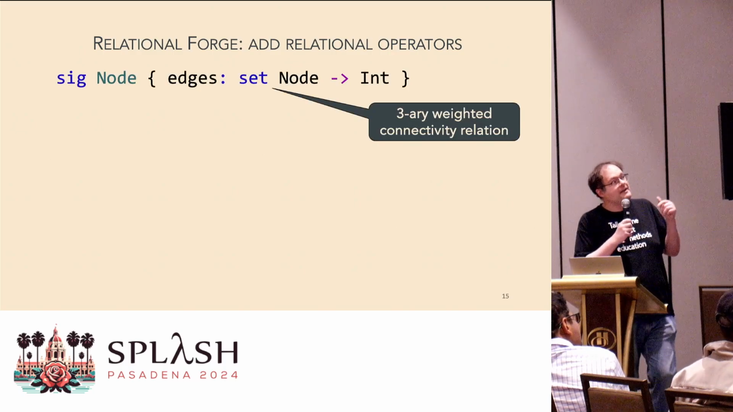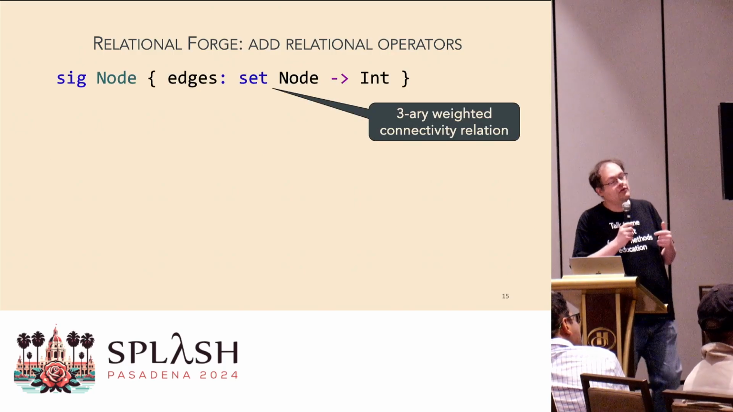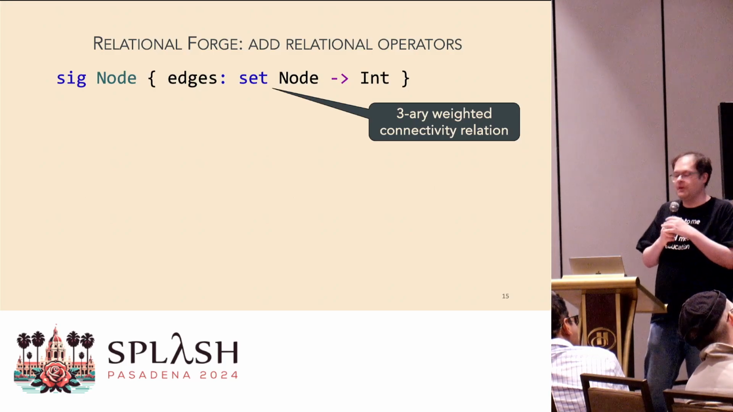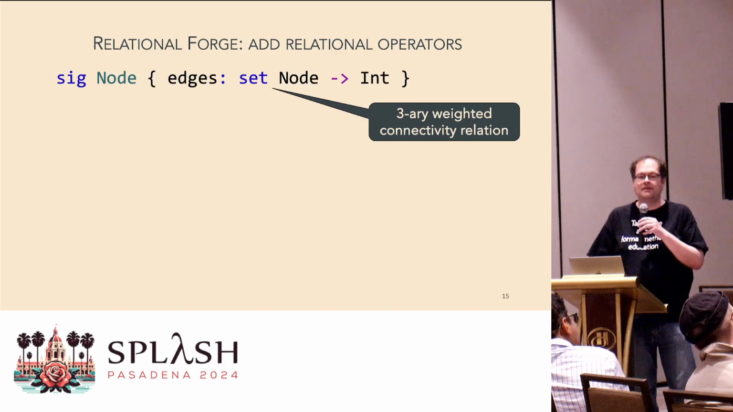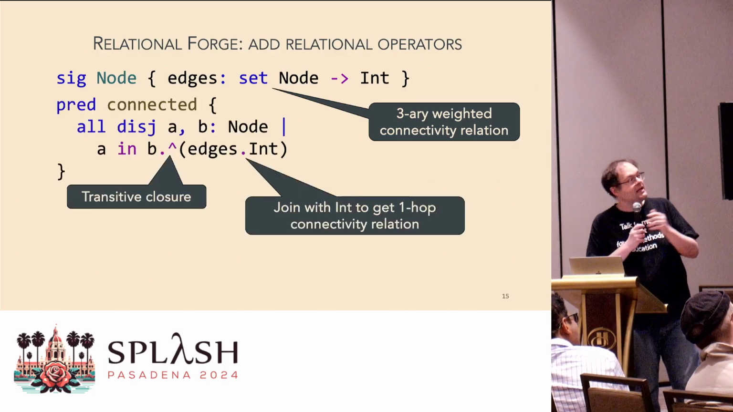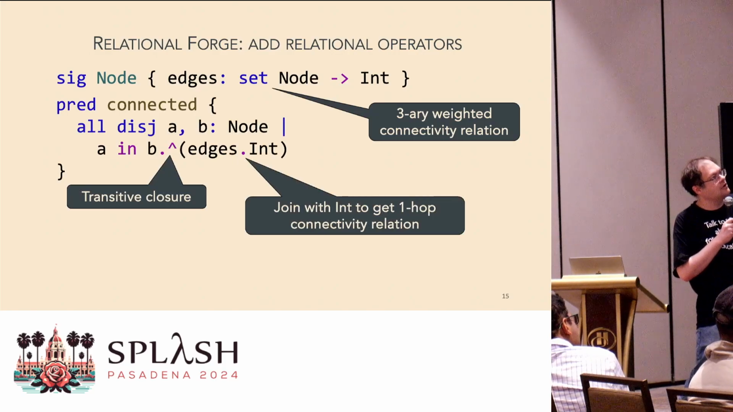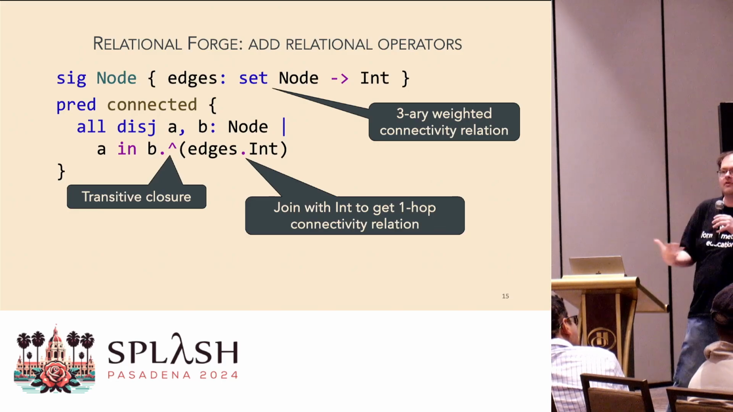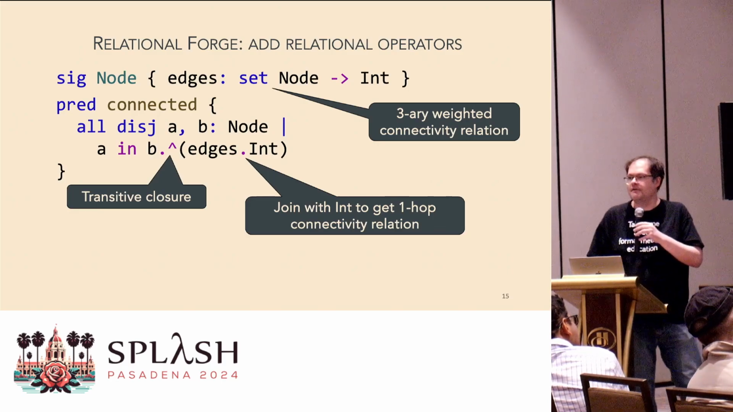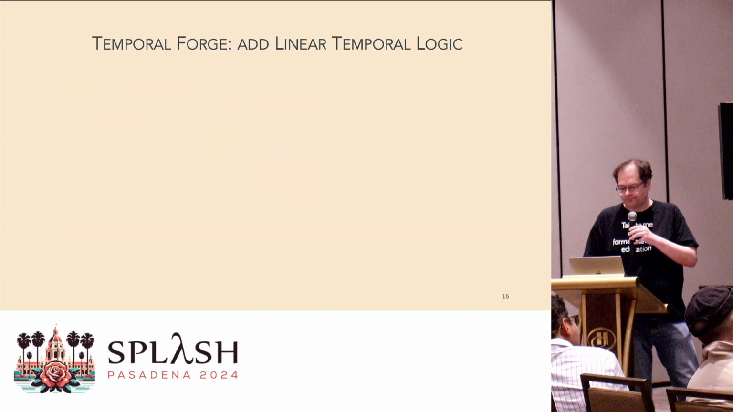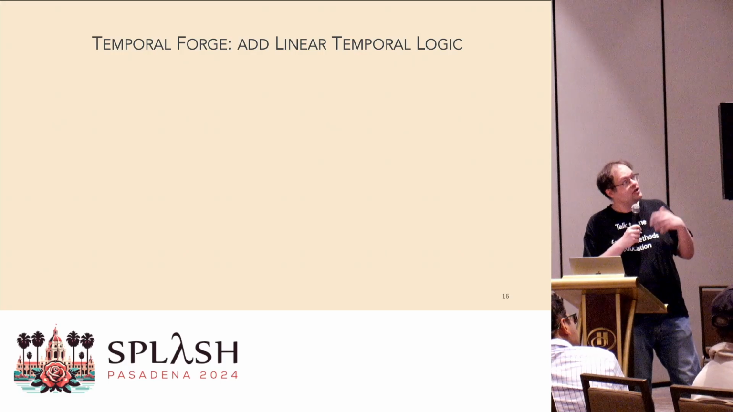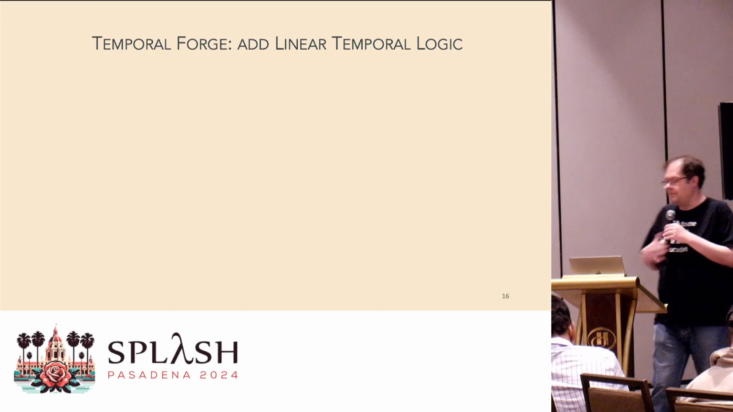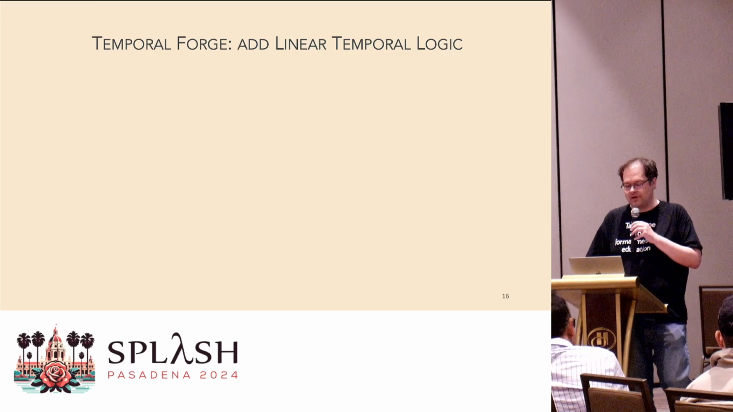So oftentimes this comes up as soon as students need to model a directed graph that is weighted. You need the ability to talk about sets of edges. You need the ability to talk about unrestricted transitive closure, to talk about how to use join to strip off the weights so that you can get the unweighted connectivity relation, and so on. And then finally, just like in Alloy 6, we add linear temporal logic to the game so they can start talking about traces more easily.